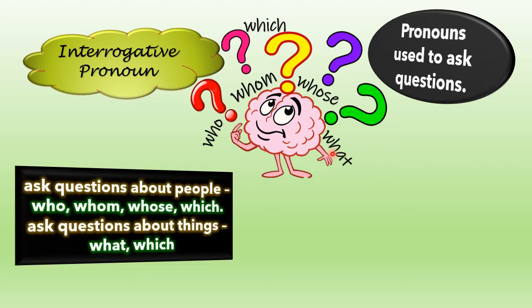Now, see, when a speaker wants to know something, when a speaker wants to settle their curiosity, when a speaker wants more and more information, they ask questions about people. How do they ask questions about people? By using the words who, whom, whose, and which. Yes, and when a speaker wants to gather information about things, they ask questions by using the words what and which. Now let's see a few examples.